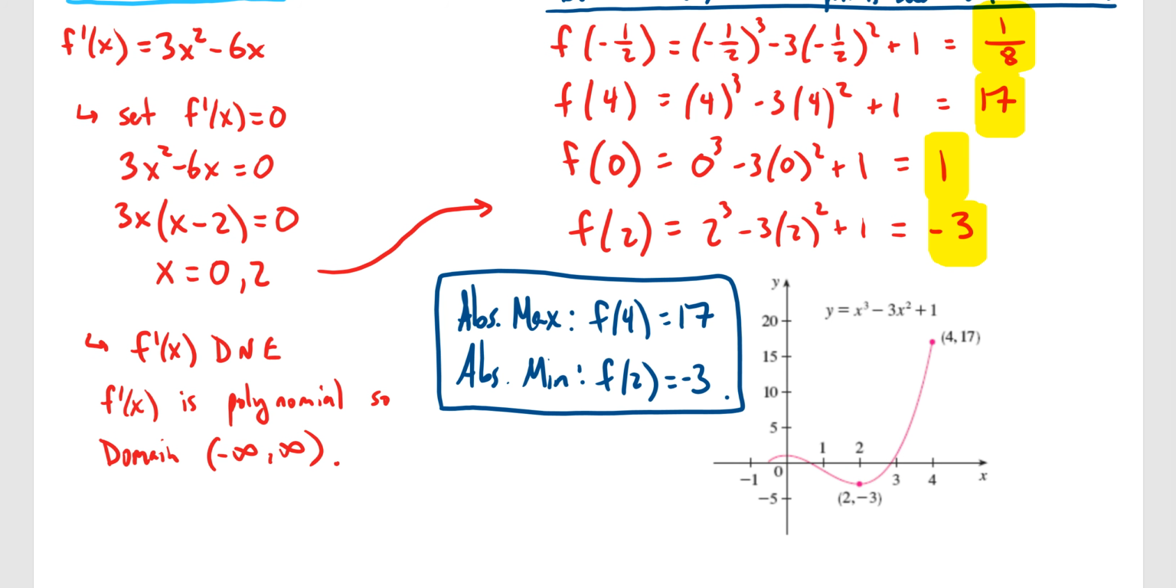All right, so that's it for this section. Absolute max, absolute min, and how to find them. Relative max, relative min, and critical numbers. So we're going to pick up with this stuff again in upcoming sections as well.